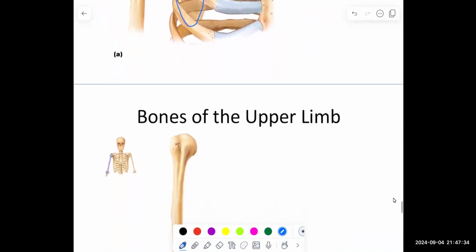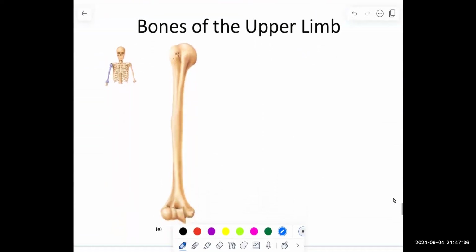Bones in the upper limb, bones in the arm. There's only one. What is it? So funny. The humerus. There's only one bone there.